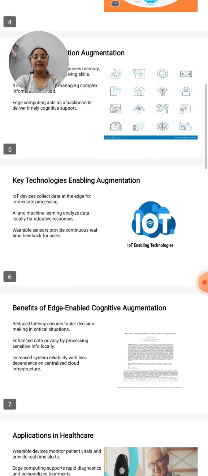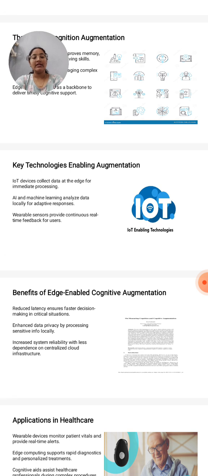Next slide is about key technologies enabling augmentation. IoT devices collect data at the edge for immediate processing. AI and machine learning analyze data locally for adaptive responses. Wearable sensors provide continuous real time feedback for users.